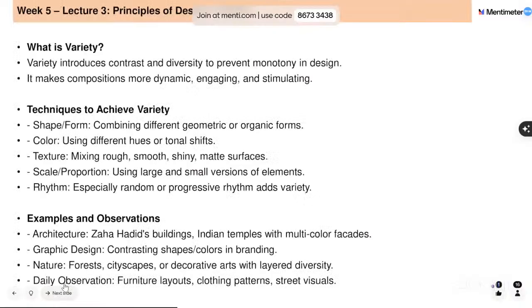Yeah. Then we saw variety. Now, variety can introduce contrast and diversity to prevent monotony in design. It can make the compositions very dynamic and engaging, as well as very stimulating.